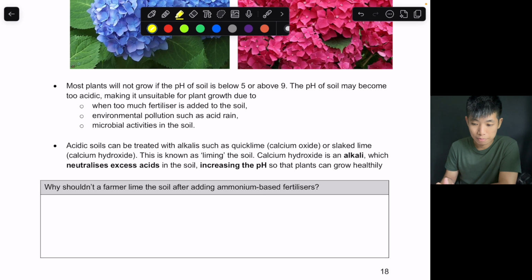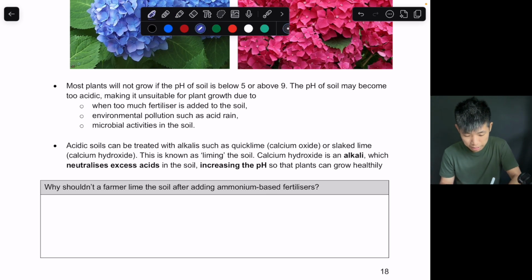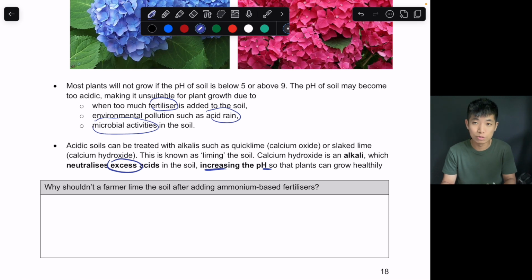If the soil is too acidic, we can treat the soil with a chemical known as quicklime, calcium oxide, or slaked lime, calcium hydroxide. You'll recall that these two substances are alkalis and therefore they can neutralize the excess acids in the soil and increase the pH so that plants can grow more healthily. Most of the time the issue is with soils being too acidic because of using fertilizers, acid rain, or microbial activities. Okay, rarely do we have a situation where the soil is too alkaline. So the process of adding calcium oxide or calcium hydroxide to the soil is known as liming the soil.